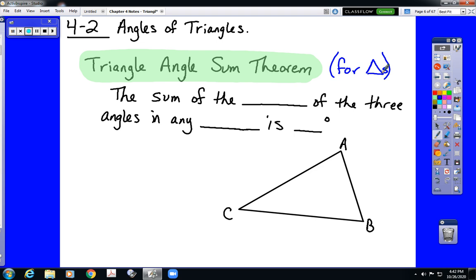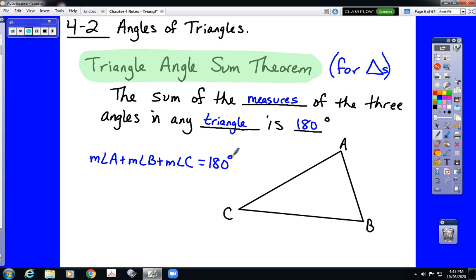This theorem is relatively simple. It says the sum of the measures of the angles, the three angles in any triangle, must always equal 180 degrees. So in this particular picture, the measure of angle A plus the measure of angle B plus the measure of angle C must be 180 degrees.